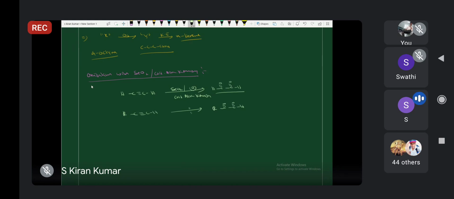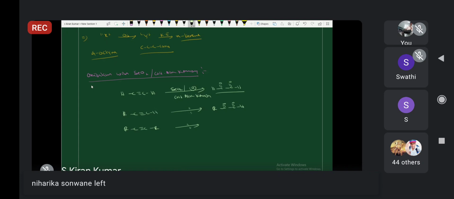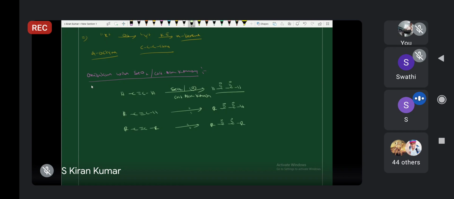Next, when internal alkynes are present, they form dialkyl diketones. Just one or two examples. Propyne on this reaction gives methylglyoxal. 2-butyne gives dimethylglyoxal, that is, dimethyl diketone.